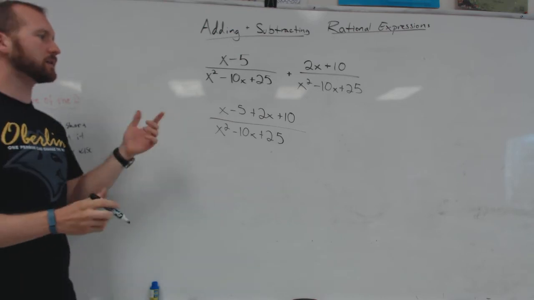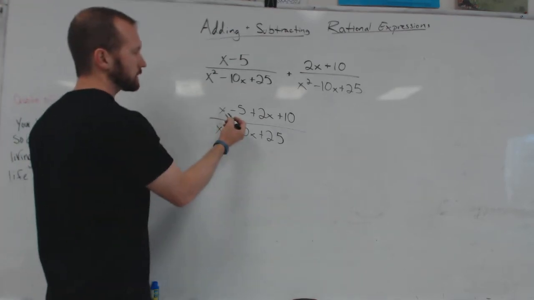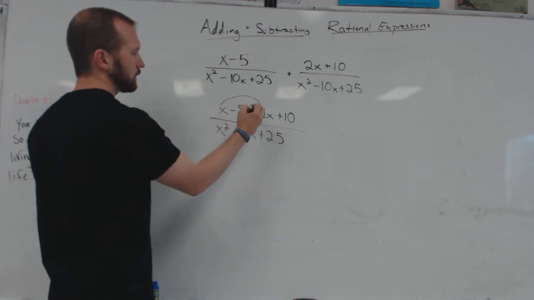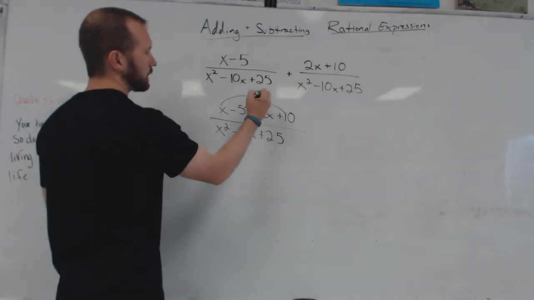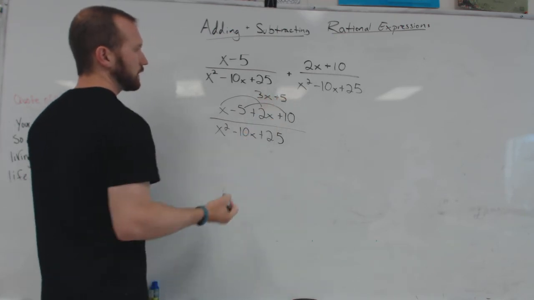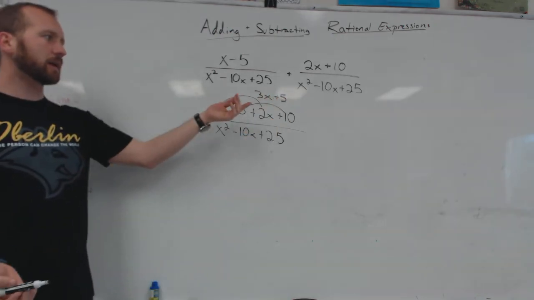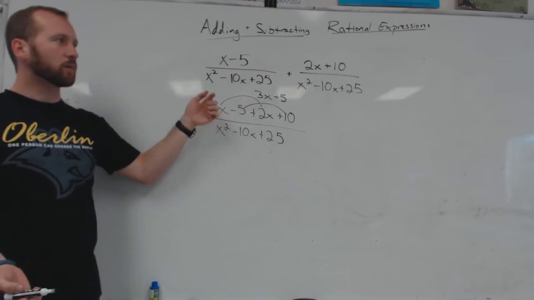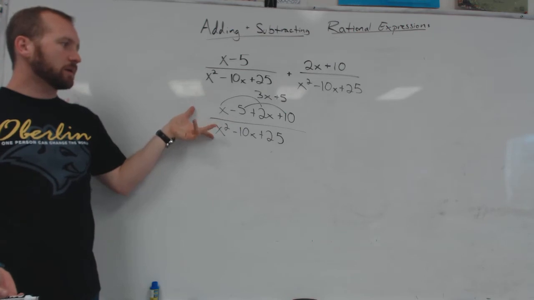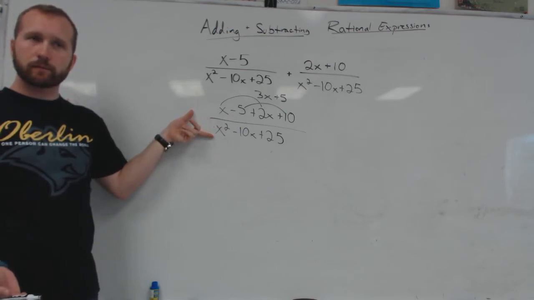So now if I look at the top, x plus 2x is going to be 3x. And then minus 5 plus 10, I'm going to have 3x plus 5. So there's no longer anything that I can reduce there. There was in the beginning, but after I add them, there's nothing to reduce. Okay.